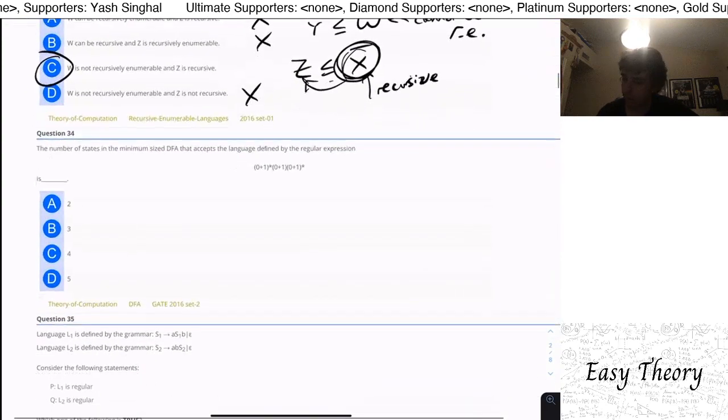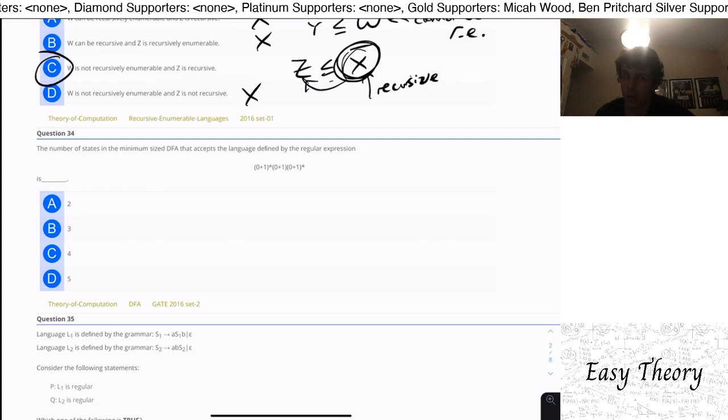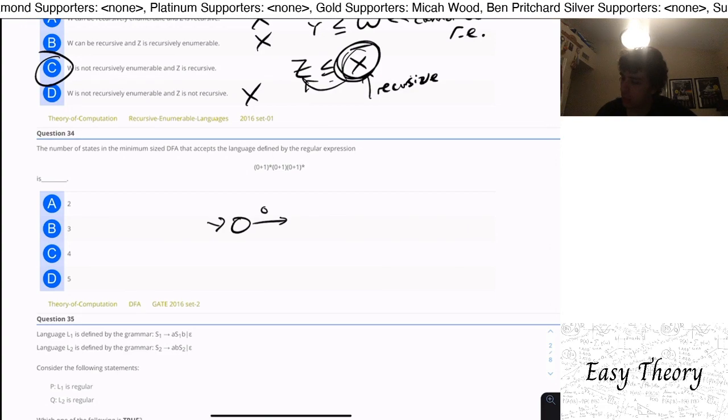Cool. Number of states in the minimum size DFA for this language would be... oh, so this is all non-empty strings. So I think you can get away with 2 states. Yeah, because what you can do is this. So it's 2.